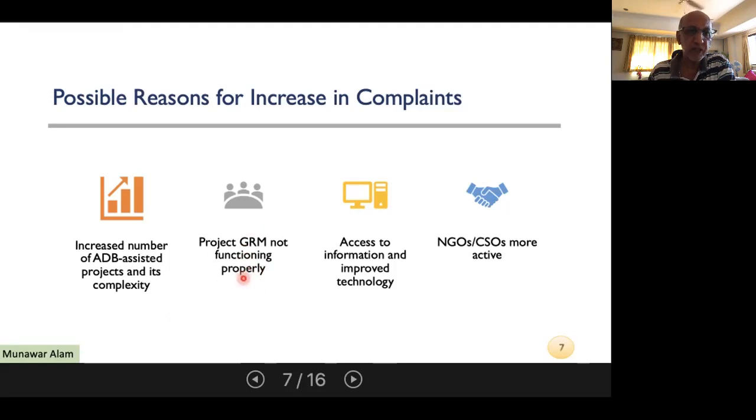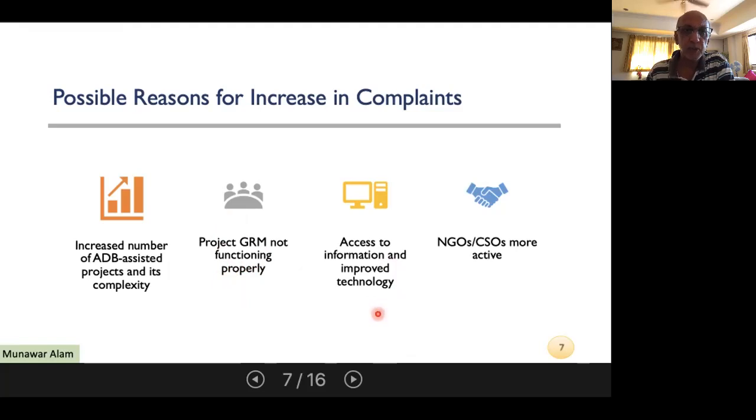Plus, the GRM, which every project must have now, may not be functioning properly, and sometimes the attitude of people who are manning these GRMs is not very good towards very poor people as well. So that does happen. Access to information and technology has increased a lot. So it's very easy for people to make complaints. They can do it on social media as well.